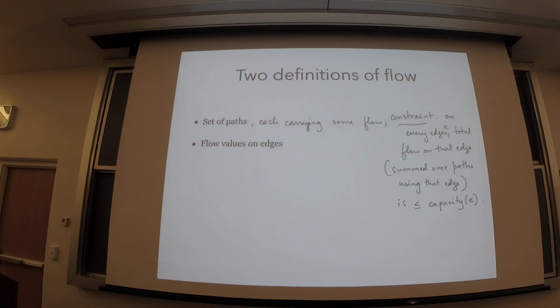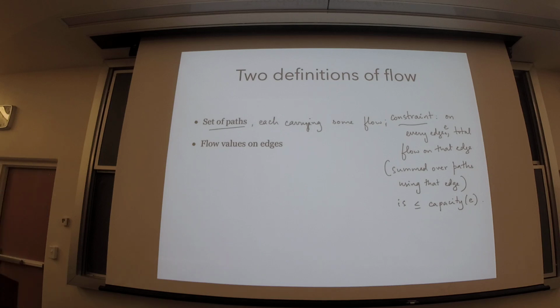Okay, so this, at least for me, is the simplest view of flow. You want to send some information from U to V, think of it as going along multiple paths. And for each path, you have some flow value that you send. And you have capacity constraints. That just translates to: on every edge, look at all the paths that use that edge, and the flow values on those paths must add up to something smaller than the capacity. So this is a very simple way to view flow.